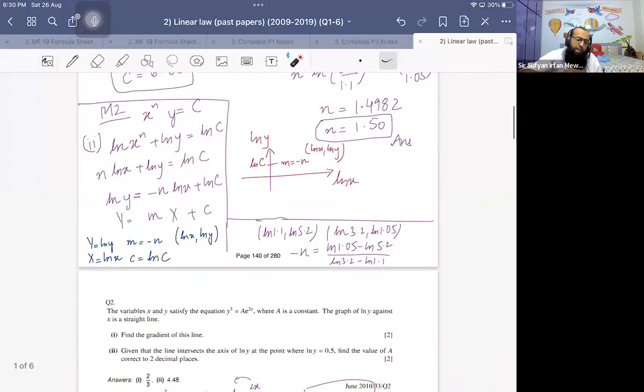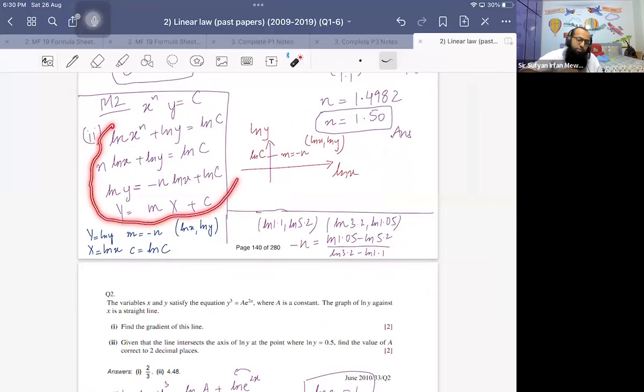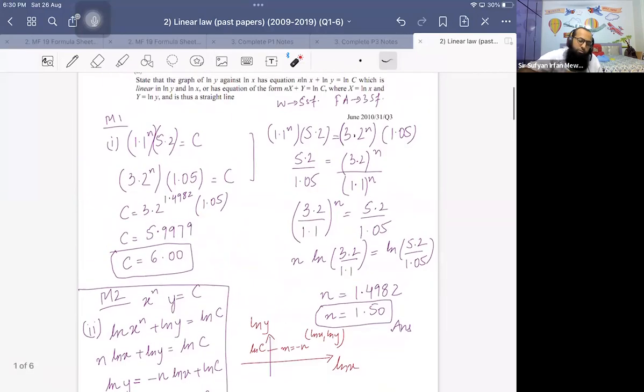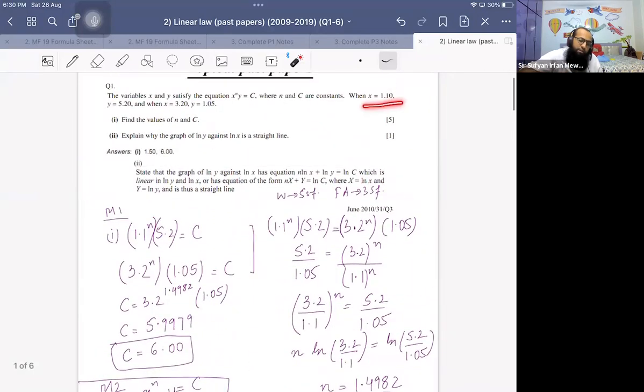But if someone has done this particular thing in part number 1 only, then they can substitute at this stage the values of x and y. They can also do one thing. After converting into y equals mx plus c, they know that the coordinates are ln x comma ln y. So now if we substitute the values of x and y that are given by the examiner, 1.1, 5.2, and 3.2, 1.05.